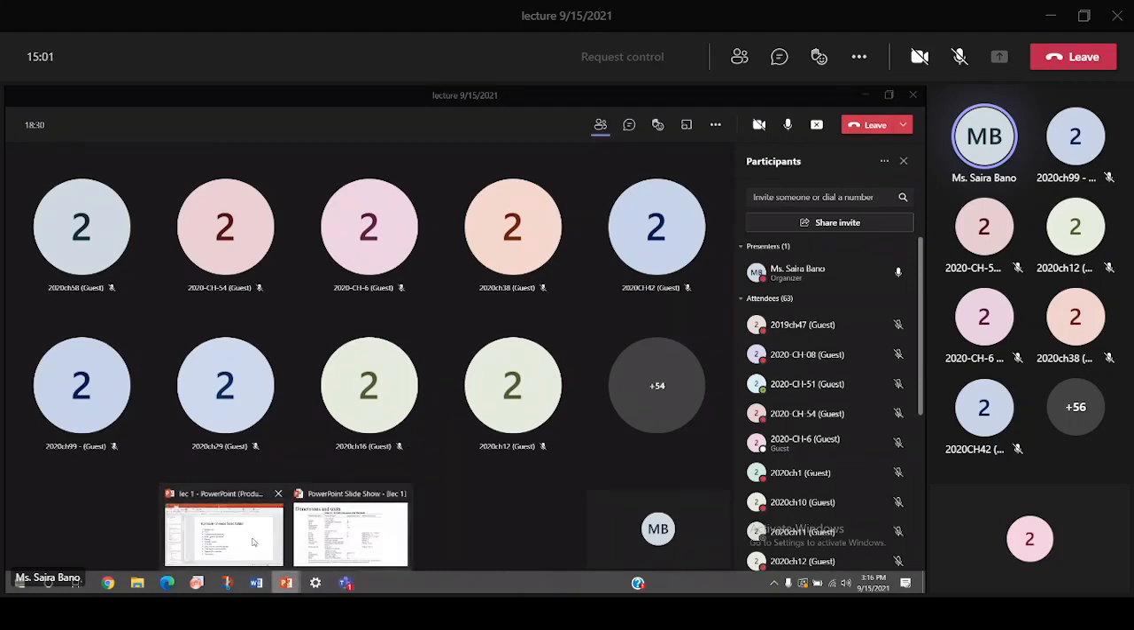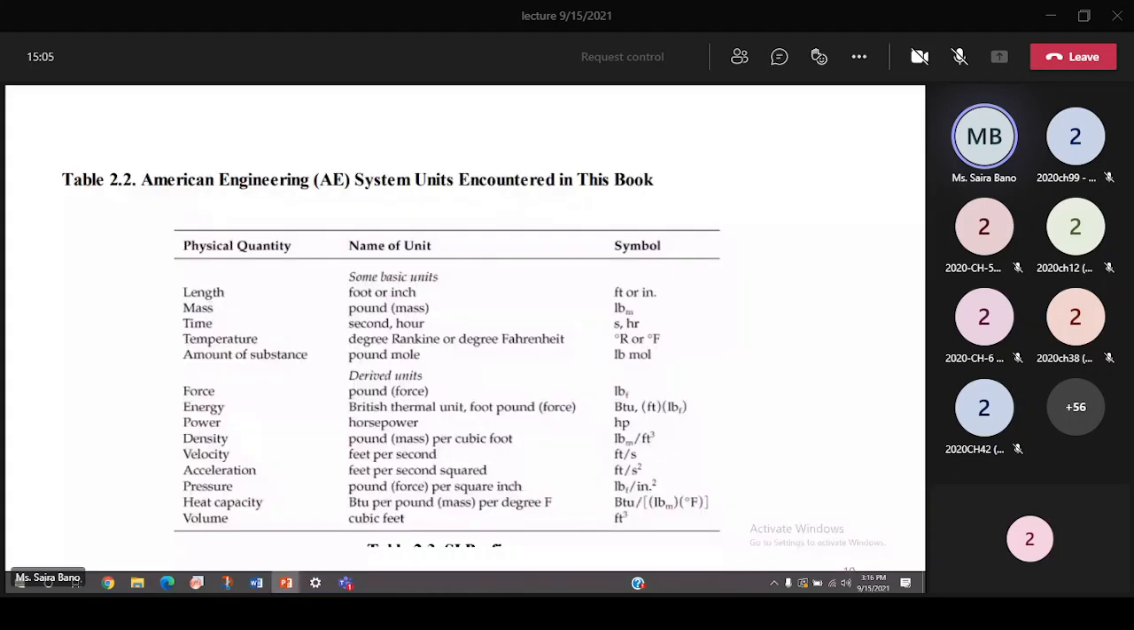So next, dimensions and units. In the American engineering system, we will see physical quantities: length, mass, time, temperature, etc. Length will be measured in foot or inch, mass in pound mass, time in second or hour, and temperature in degree Rankine or degree Fahrenheit, amount of substance in pound mole, and further there are derived units.